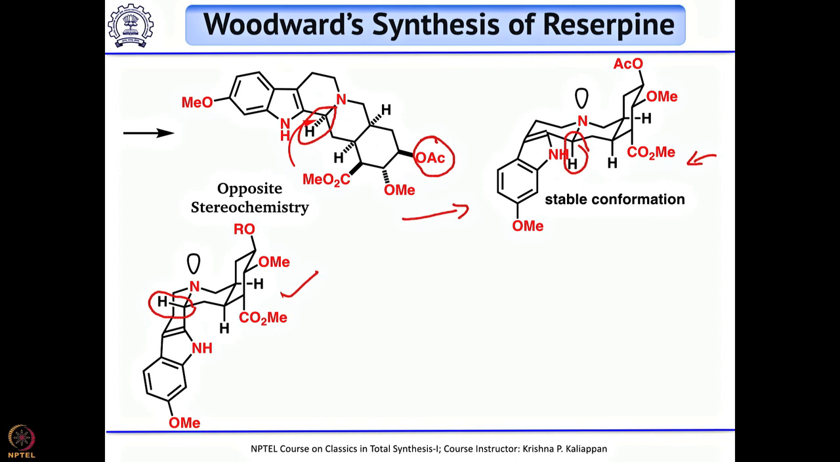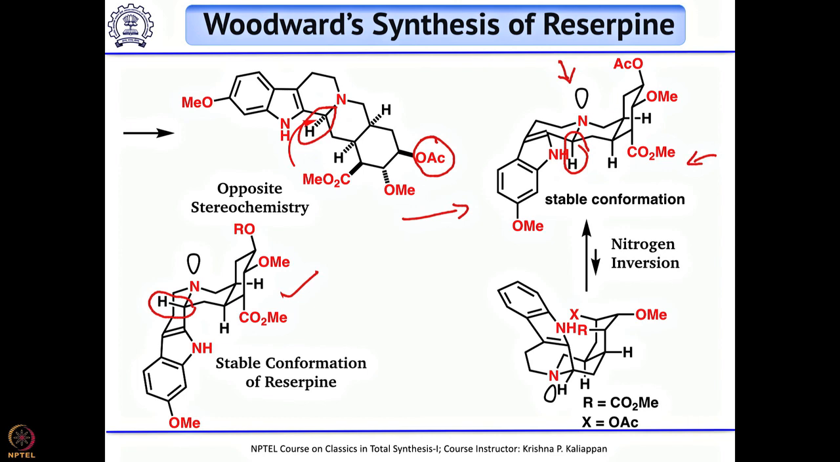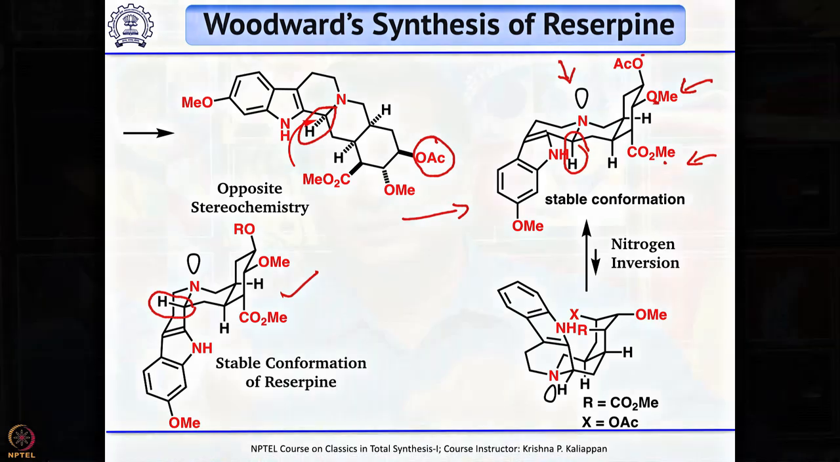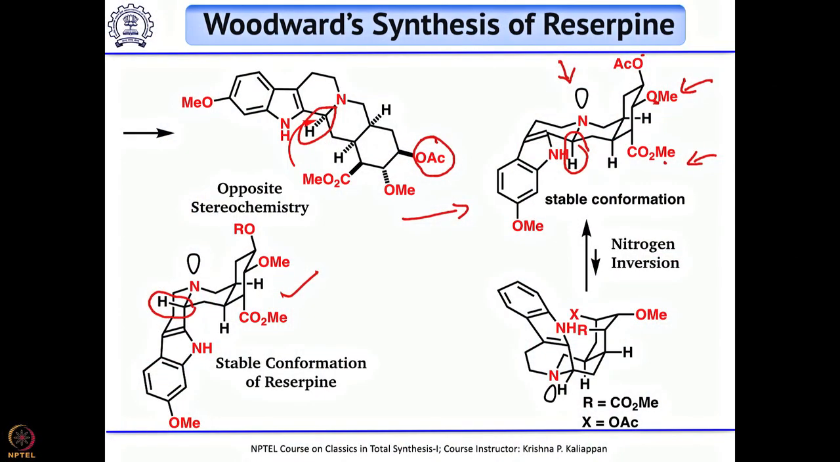How do you change it? One, you can think about nitrogen inversion. If you do nitrogen inversion, every conformation will change. If methoxy is equatorial, ester is equatorial, acetate is equatorial, when you flip it, it will become axial. And same thing here, the whole indole unit will become axial. So this is nitrogen inversion, which can be done by treating with acid.